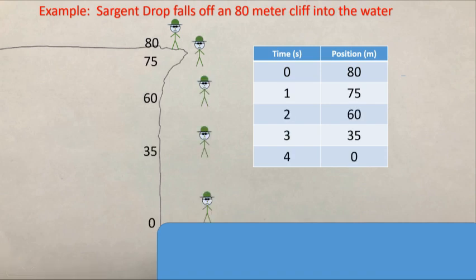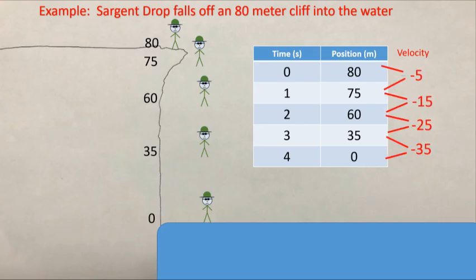And as expected, he speeds up as he goes towards the water. Every second he's gone farther than he did the second before. And so you can see his position here, which is really just his height above the water. But if you find out how much these change every second, then you see his velocity. His velocity is negative, but it's increasing in the negative direction.